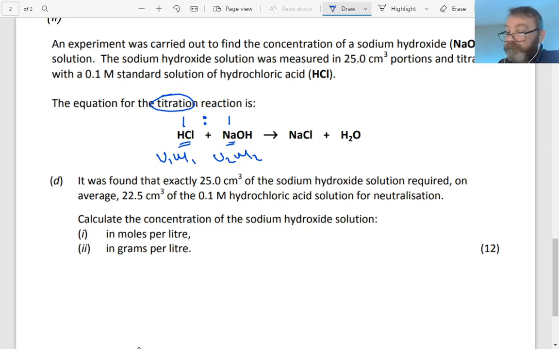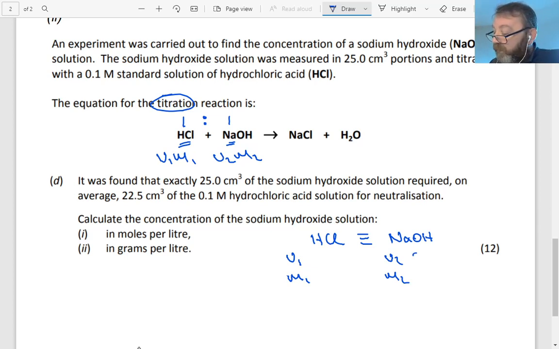Okay, let's read on. It was found that 25 centimeters cubed of the sodium hydroxide. Okay, so first of all, let's write these things down. Where HCl is being titrated with NaOH in a ratio of 1 is to 1. So let's put down our V1, our M1, our V2, and our M2. So what did it tell me? 25 is the volume of sodium hydroxide. 22.5 is the volume of HCl. 0.1 molar is the concentration of HCl. So what do I have straight away? No molarity of sodium hydroxide, because guess what? That's what they're asking me to find.